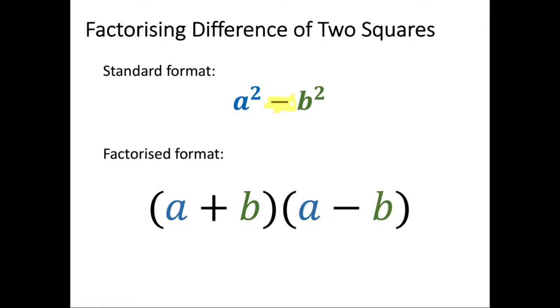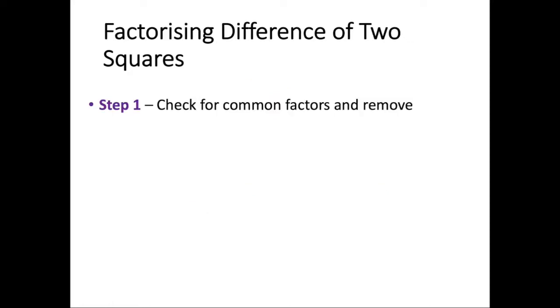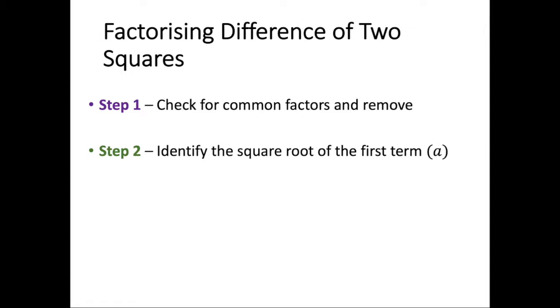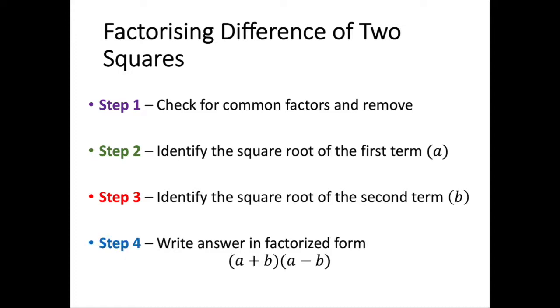So when we are completing our factorization using this method, the 4 steps to follow will be to check and remove any common factors. Then we want to identify the square root of the first term, which is going to be our a term. Then we want to identify the square root of the second term, which is going to be our b term. And then we're going to write the answer in factorized form, which is going to be a plus b, a minus b, using the two values we've identified in step 2 and step 3. So let's have a look at some examples where we can apply this method of factorization.